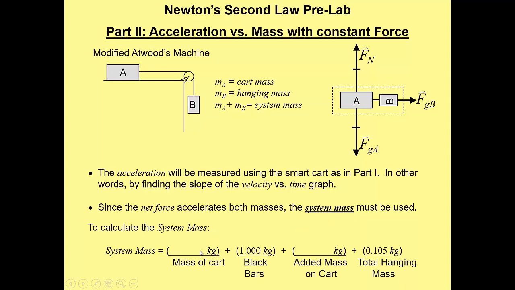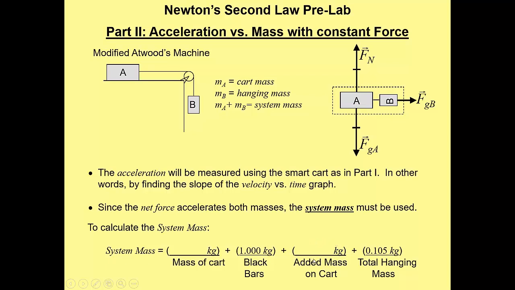Well, you're going to take the mass of your cart. There's an electronic balance in the back of the room. You can figure out what that is. It's around 275 or 0.275 kilograms, give or take. You're going to put a couple of black bar masses in your carts, and that's just to slow things down. They're about 500 grams a piece, or 1 kilogram. And from time to time, you're going to add masses, okay? And those are those little masses, and it depends how many of them you add. And don't forget, you got the 105 or the 0.105 hanging off the side. So you got to add all these things together every trial to figure out what your system mass is.